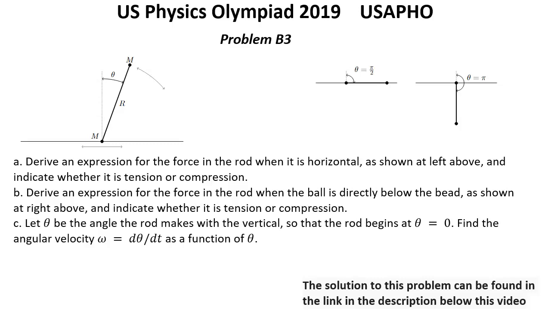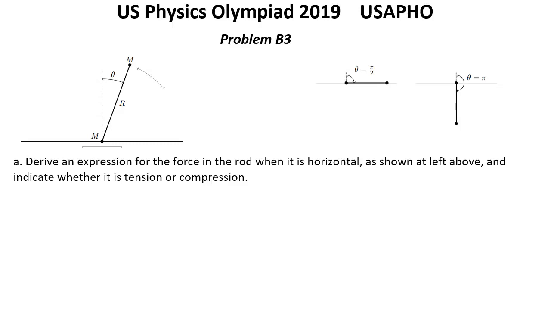Question C. Let θ be the angle the rod makes with the vertical, so that the rod begins at θ equals 0. Find the angular velocity ω equals dθ over dt as a function of θ.